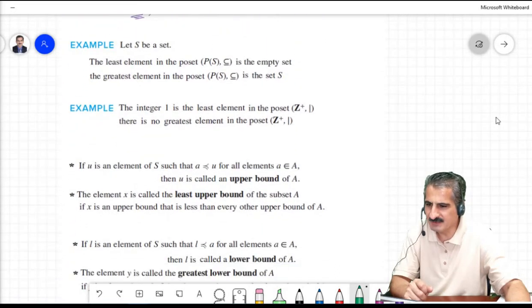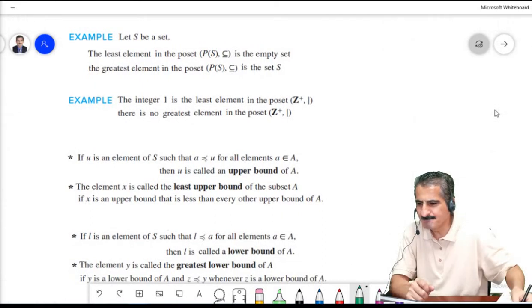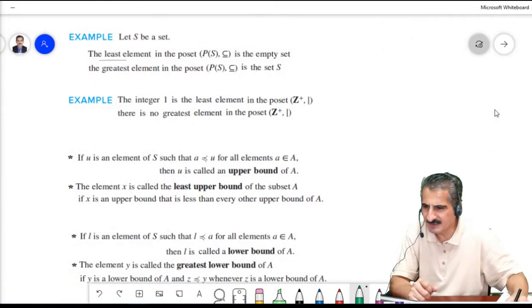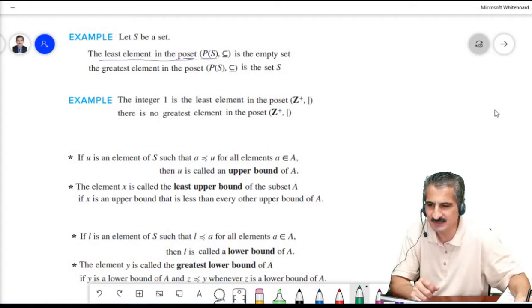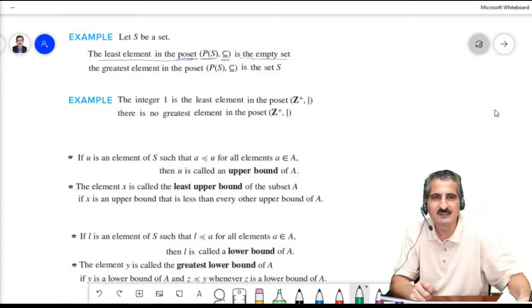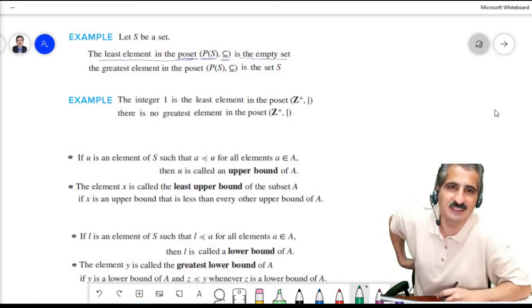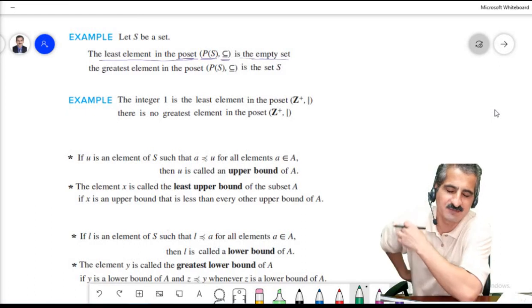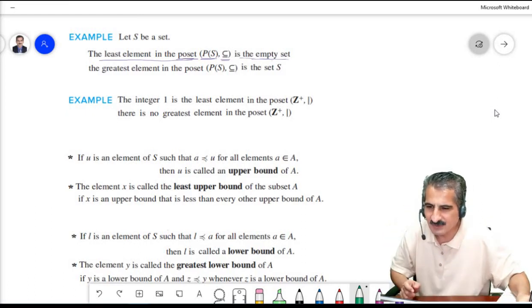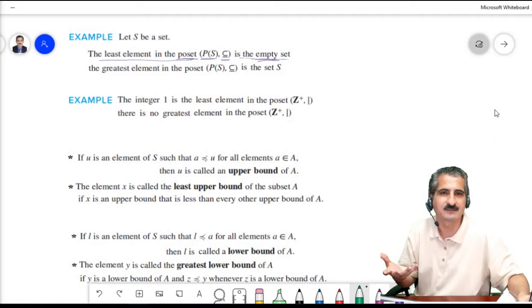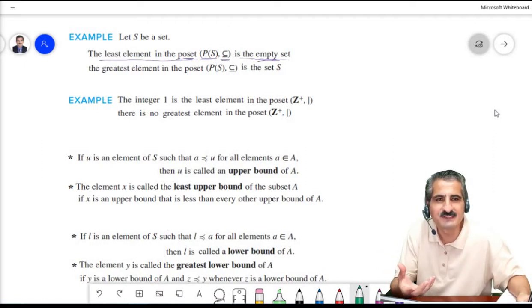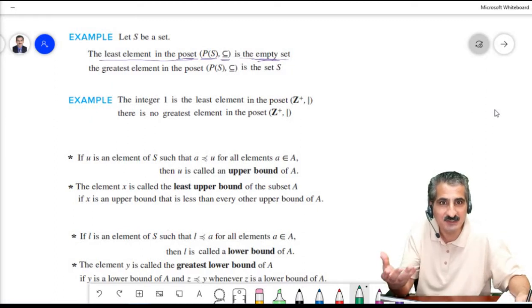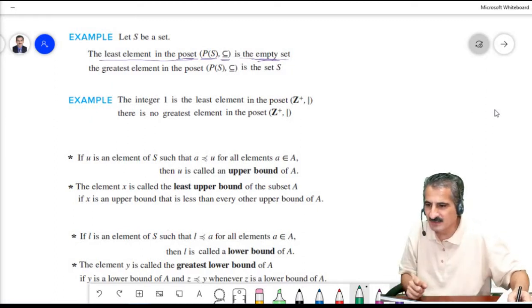And there are more examples for minimal and maximal element. Let's see the least element in the poset, the partially ordered set P of S. P of S is the power set, and the relation is containment. So the least element is the empty set, because the empty set is contained in any other set. I'm sorry, I said the power set. This is the definition of the least element, it is less than any other element. While the greatest element in this poset is the set S itself.